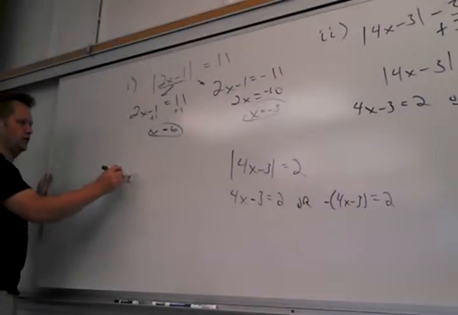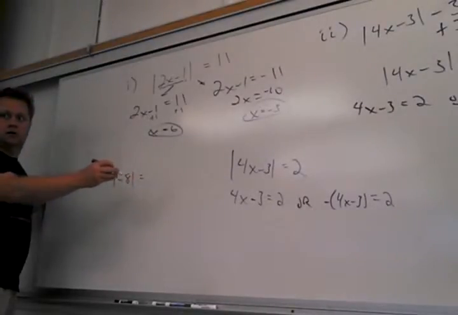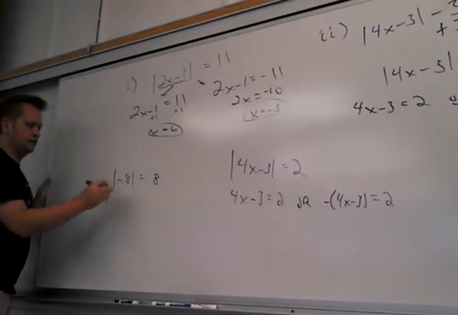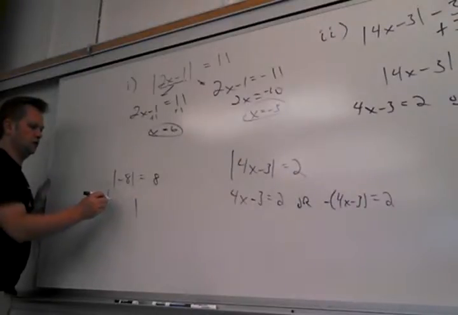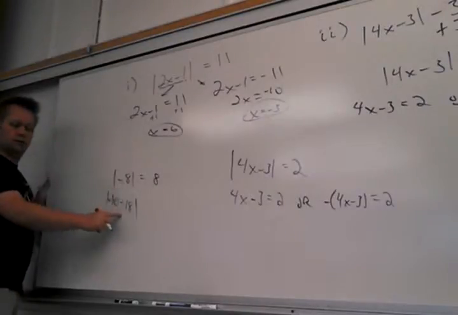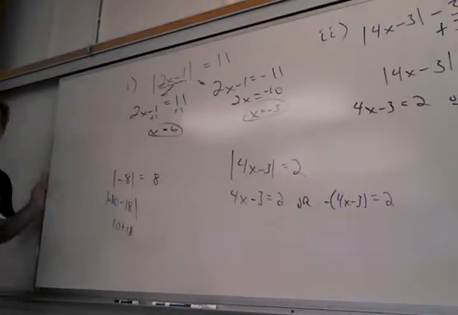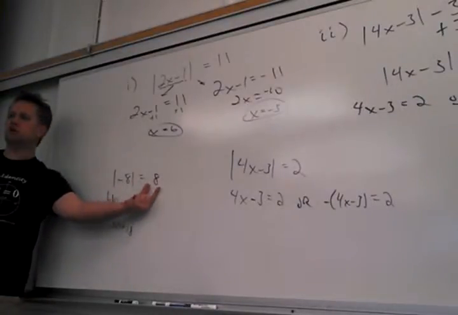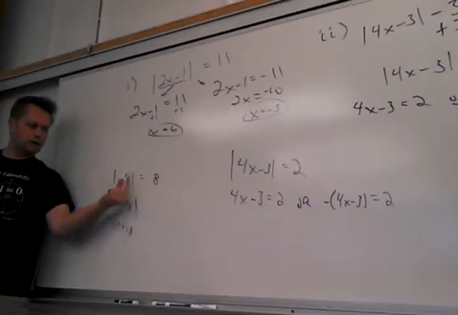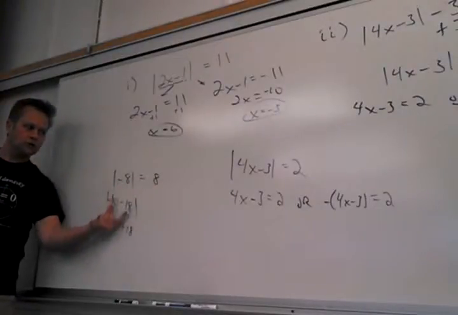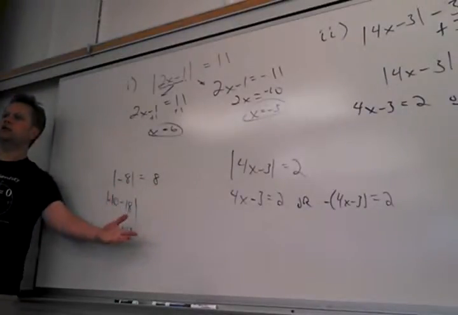What's the absolute value of negative 8? 8. Even if I write this as, let's say, 10 minus 18. Isn't that the same thing? But that's not 10 plus 18, is it? Because that would be 28. This answer is supposed to be 8. Right? So the answer to this is 8. I don't care what I do to negative 8, I can't suddenly change the answer.